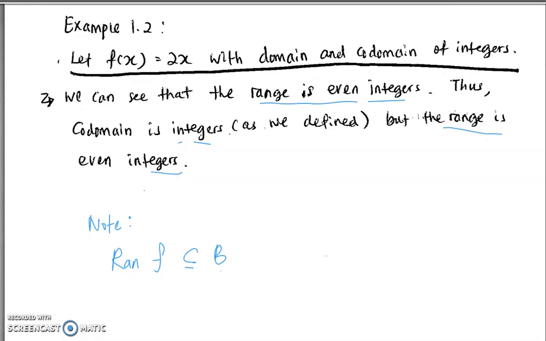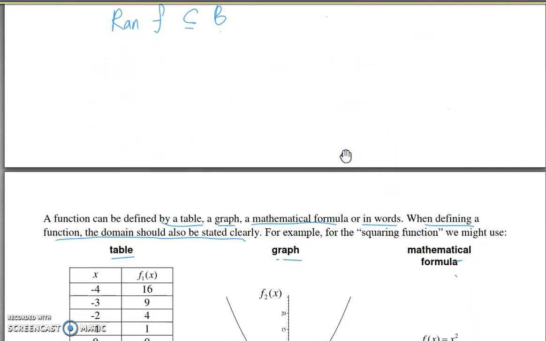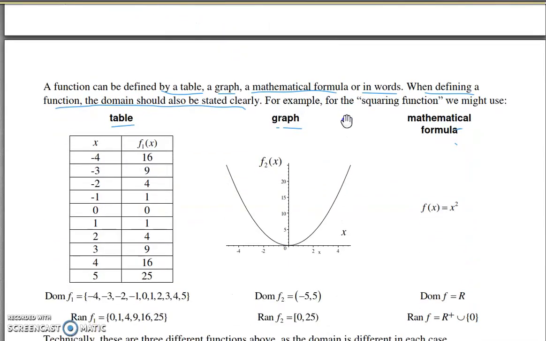A function can be defined in different forms here. It can be defined by a table, a graph, or a mathematical formula. So when defining a function, the domain should also be stated clearly for each case. Now I'm going to show you an example: if I give you a function, how are you going to determine the domain and also the range of the function here?